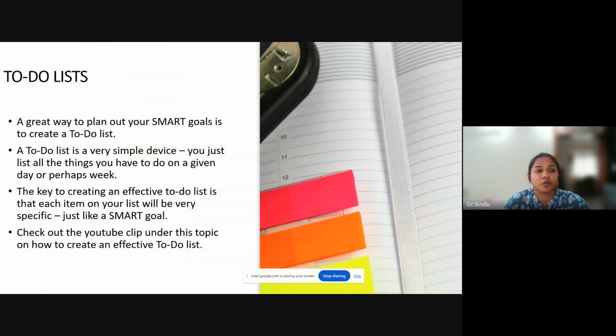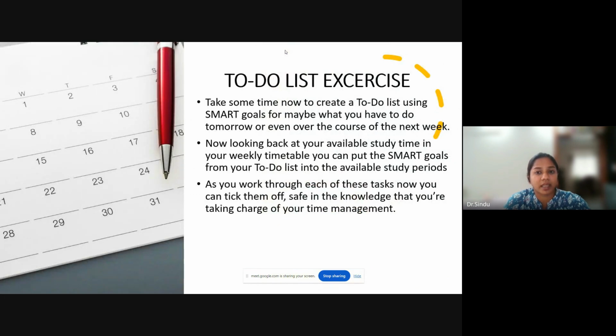Next, the to-do list. A great way to plan out your SMART goals is to create a to-do list. It is a very simple device. You just list all the things you have to do on a given day or perhaps a week. The key to creating an effective to-do list is that each item on your list is very specific. That means it comes under a SMART goal. Check out this SMART goal video on YouTube. You will dig deeper into the concept of what a SMART goal is and how we have to make that to-do list. The to-do list is like an exercise.